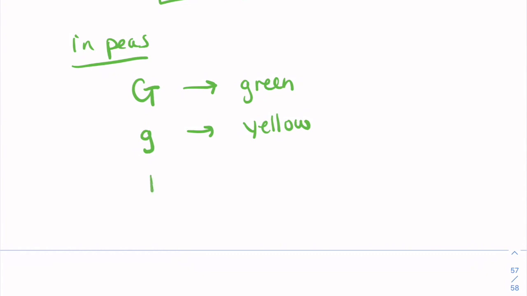And we already talked about how a capital T causes a tall plant and a lowercase t causes there to be a short plant. So I want to do some problems. I want to do a problem where we're working with two traits at the same time.